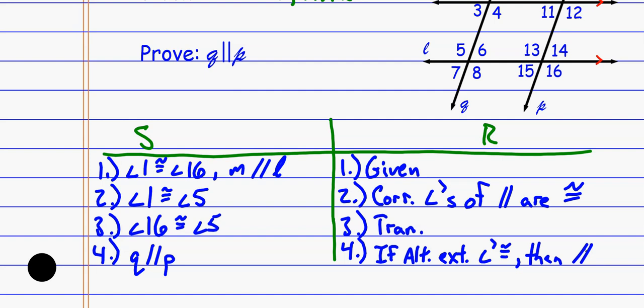All right, and as long as I can understand what you're saying, as long as you have a reasonable justification, it's obvious to me if you write that you understand the converse of the theorem. All right, that you have the situation, the alternate exterior angles are congruent, so therefore the lines are parallel. Okay, that's it.